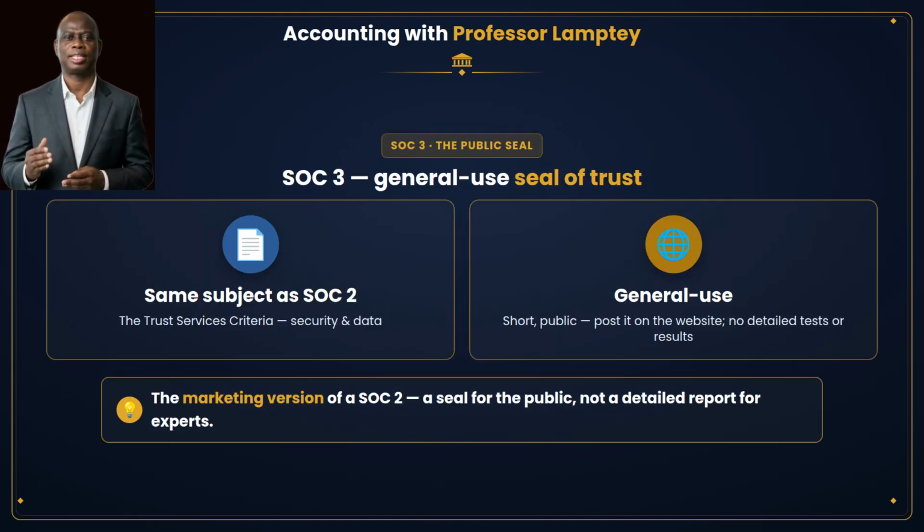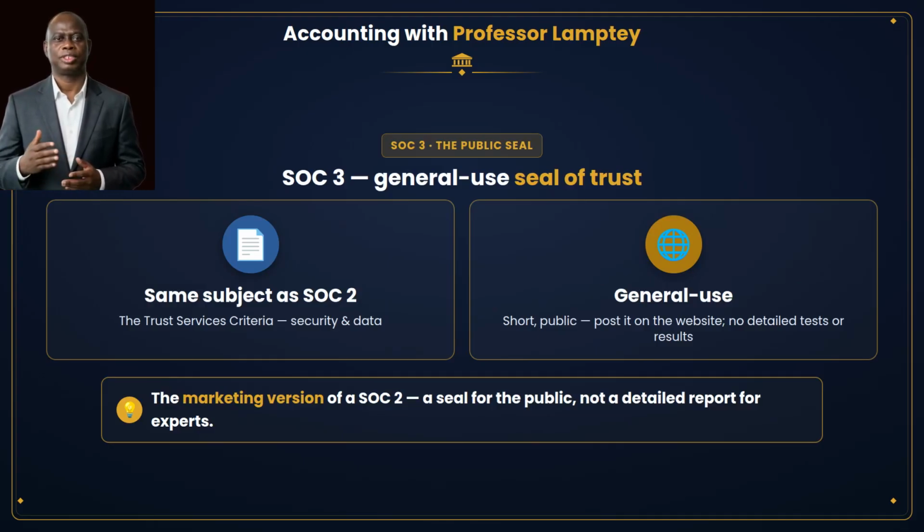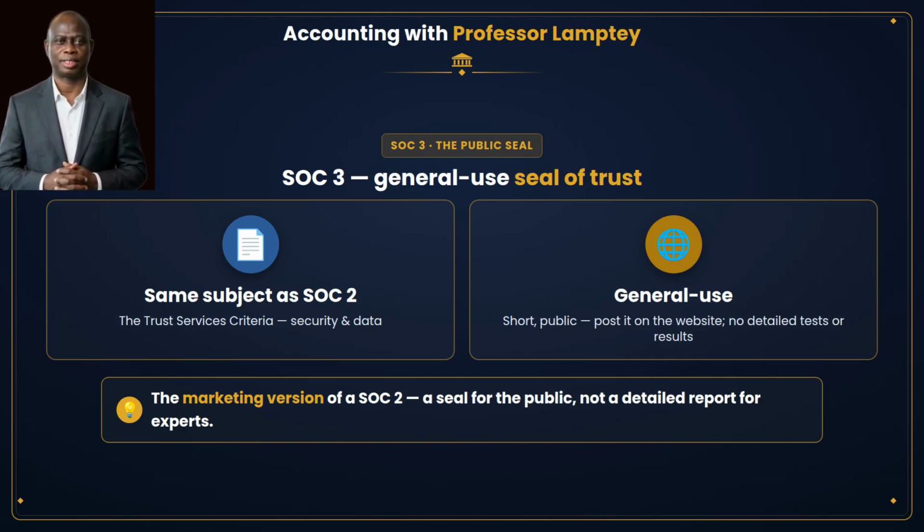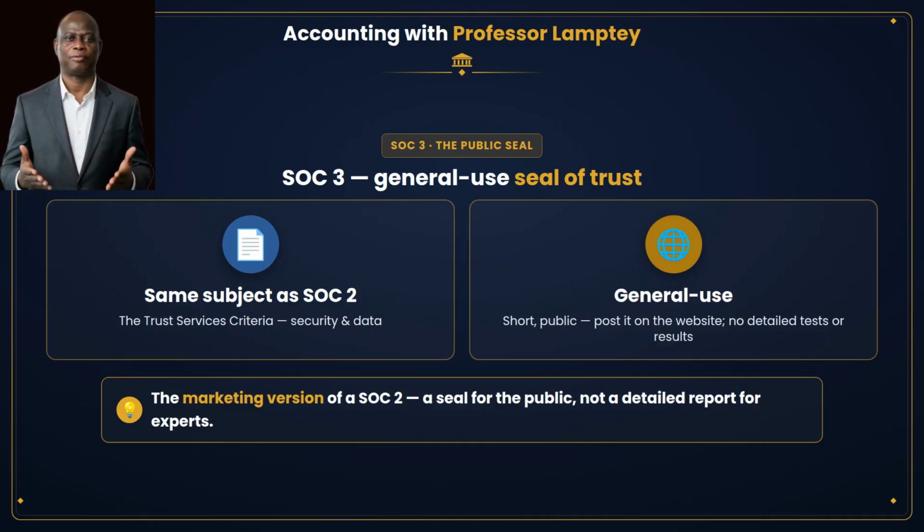SOC 3 answers the same question as SOC 2, security and the trust services criteria, but for a different audience. A SOC 3 report is general use, a short, public-facing summary the provider can post on its website or hand to anyone, with no detailed description of the tests and results. Think of it as the marketing version of a SOC 2, same subject, but a seal of trust for the general public instead of a detailed report for experts. SOC 2 for the people who need the details, SOC 3 for everyone else.